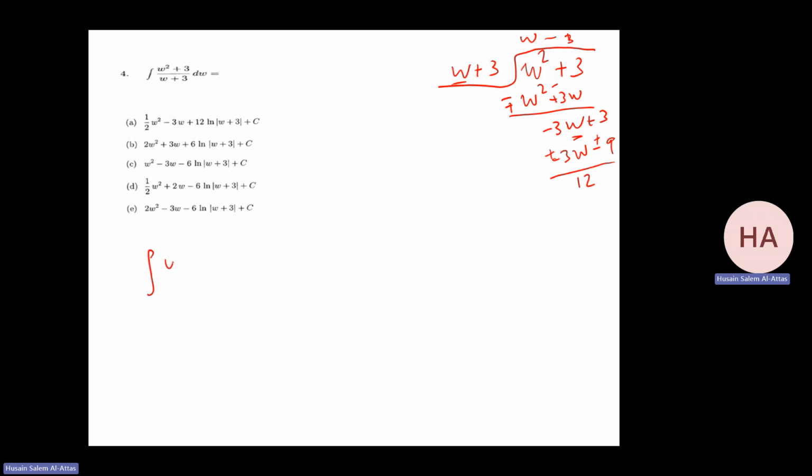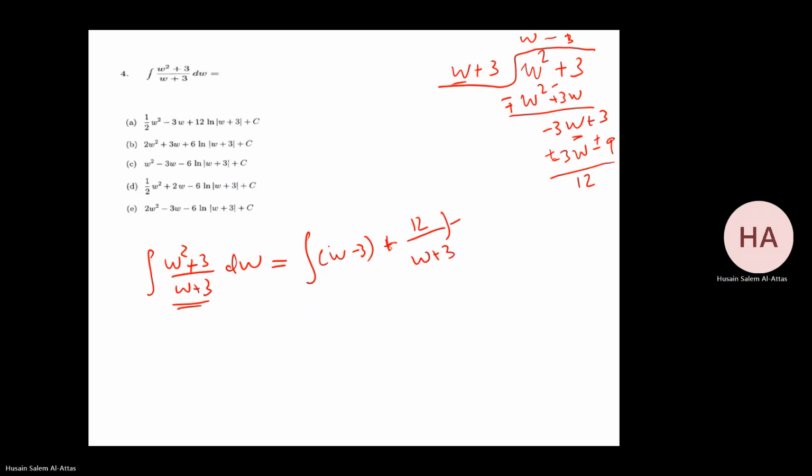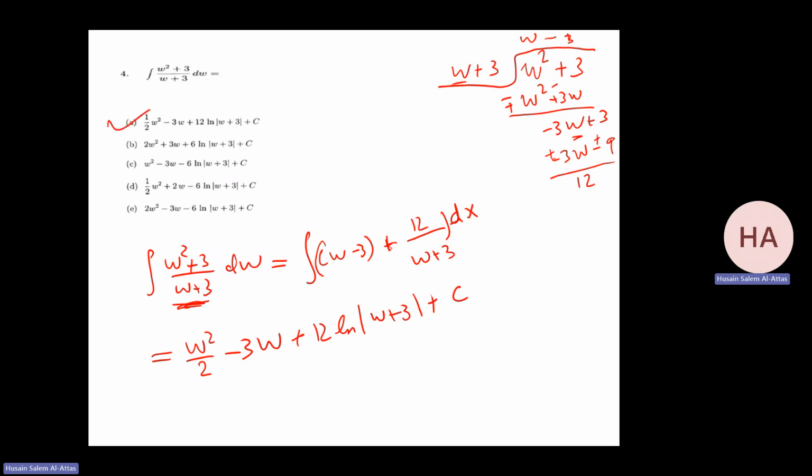So this integral, or this expression, I can rewrite it using the long division as W minus 3 plus 12 over W plus 3 dx. I just rewrite this using the long division. Now I do the integration, which is an easy one. W squared over 2 minus 3W, plus 12 ln absolute value of W plus 3, plus C. And that is the answer.